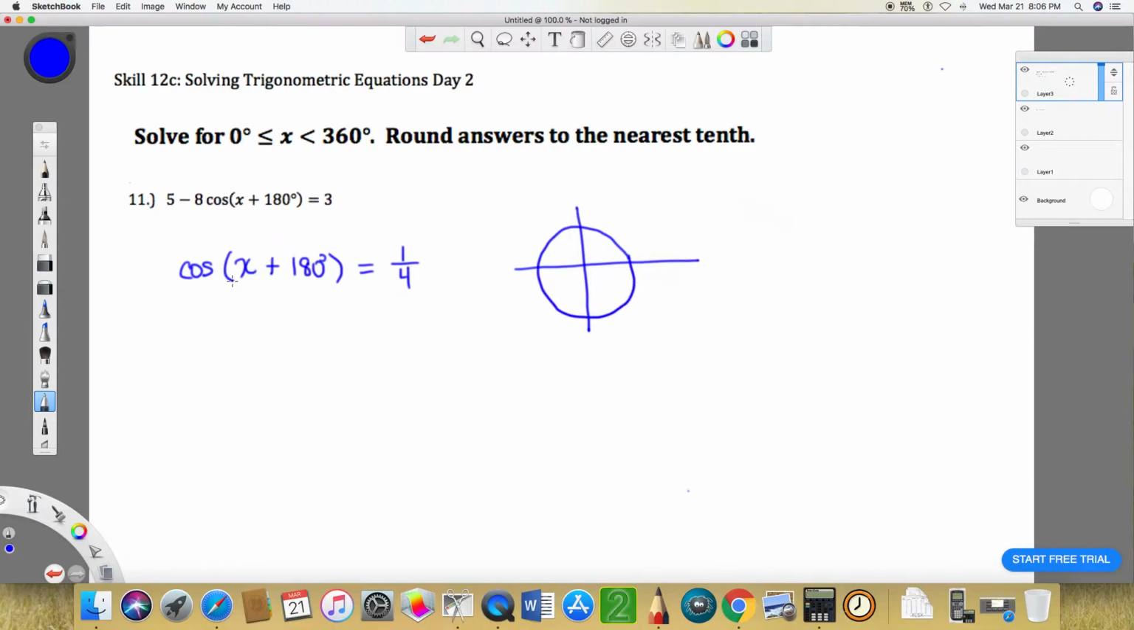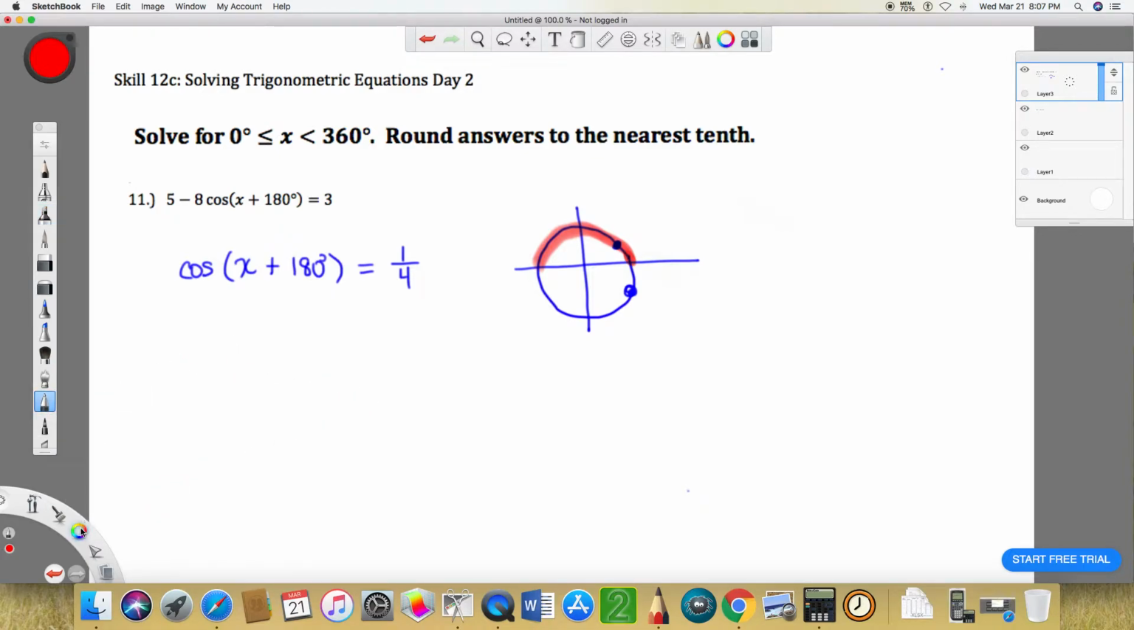And I would expect cosine to have a ratio of 1/4 at some point in quadrant 1 and at some point in quadrant 4. So the calculator, though, when I go to use it, it's going to treat it like a function, and it's not a relation. It's going to restrict its search to just the upper half of the unit circle. So it's only going to find that quadrant 1 angle.